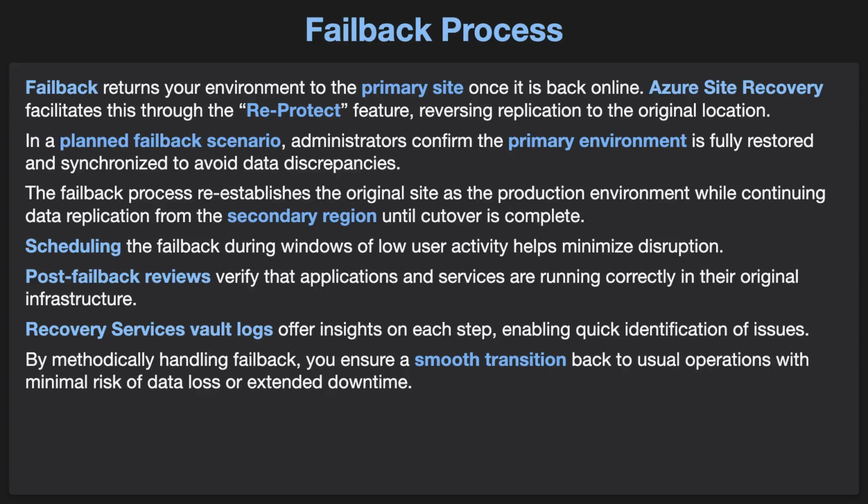Failback returns your environment to the primary site once it is back online. Azure Site Recovery facilitates this through the reprotect feature, reversing replication to the original location. In a planned failback scenario, administrators confirm the primary environment is fully restored and synchronized to avoid data discrepancies. The failback process reestablishes the original site as the production environment while continuing data replication from the secondary region until cutover is complete. Scheduling the failback during windows of low user activity helps minimize disruption.